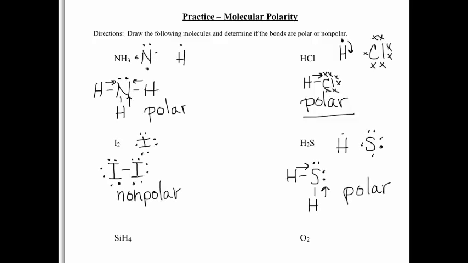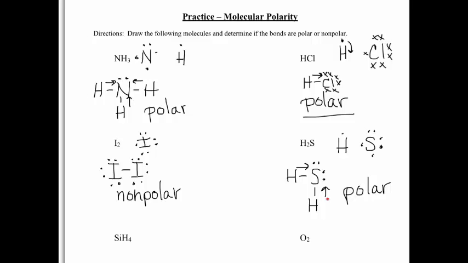All right, here's the first 4 completed. The bonds in ammonia are polar, and because these two cancel each other out, but this one doesn't have anything to cancel it out, the molecule itself is polar. Iodine, the bond is nonpolar. The electrons are being shared entirely equally between the two iodines, so it is a nonpolar bond. Therefore, the molecule itself must also be nonpolar.